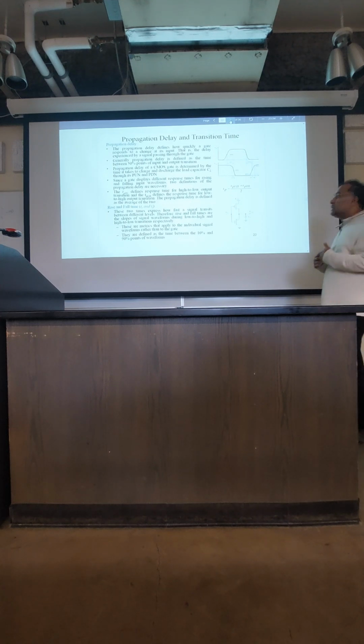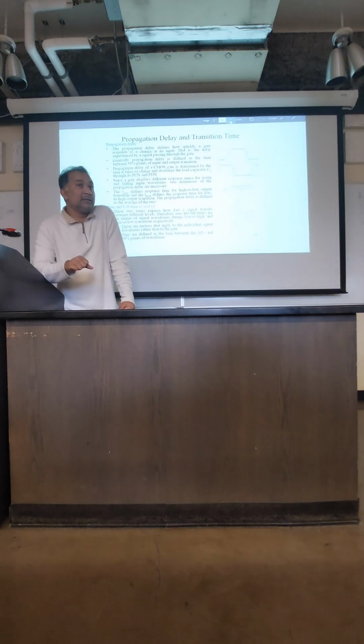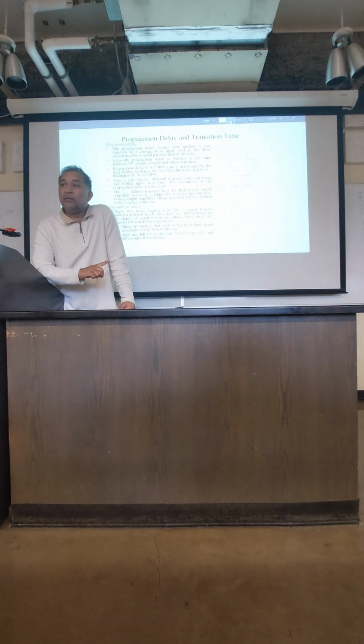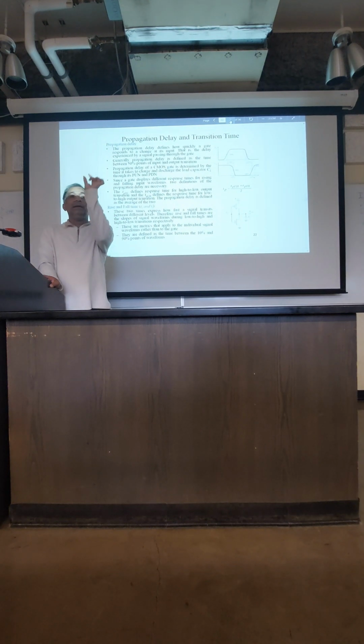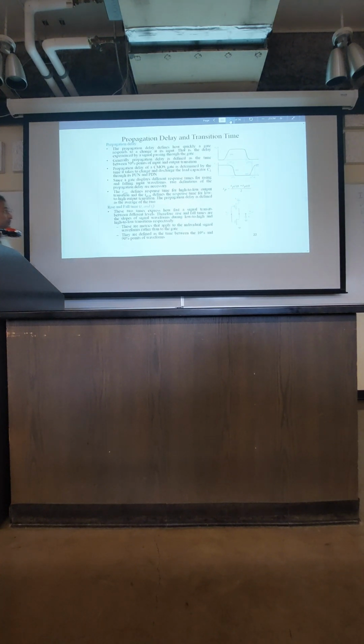So to summarize, propagation delay for any logic circuit is the time difference between the 50% point of the output and the 50% point of the input. Propagation delay is equal to the time at the 50% point of the output minus the time at the 50% point of the input, because the input starts changing earlier.